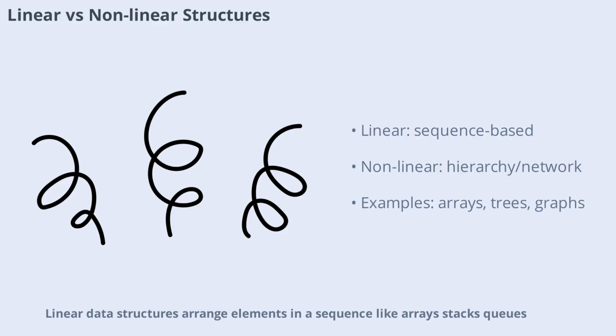Linear data structures arrange elements in a sequence, like arrays, stacks, queues, and linked lists. Each element has a unique predecessor and successor except the first and last. Nonlinear structures such as trees and graphs don't follow a strict sequence. Trees represent hierarchical relationships, while graphs model complex networks where elements can be connected in various ways. Choosing between linear and nonlinear structures depends on the nature of the data and the operations required.